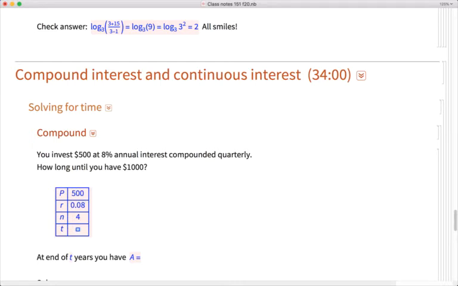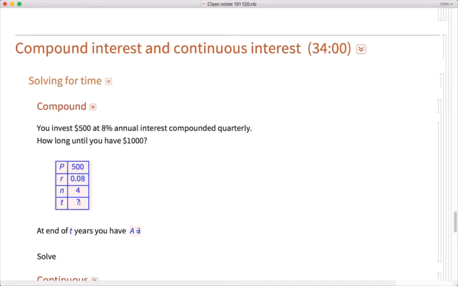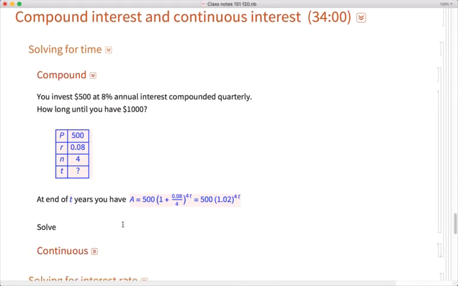So the t here is the question mark in this problem, the time. So at the end of t years, hopefully you remember the formula for compounded interest. And we get 1/4 of the interest each year, and we have 4t compoundings each year. I'll go ahead and simplify that. This decimal is 1.02 raised to the 4t. And the question is, how long is it until this amount is $1,000?